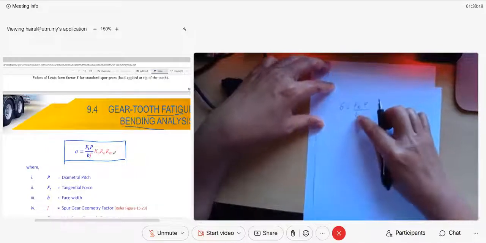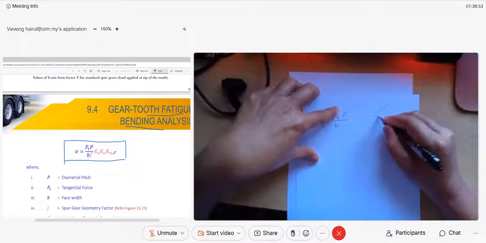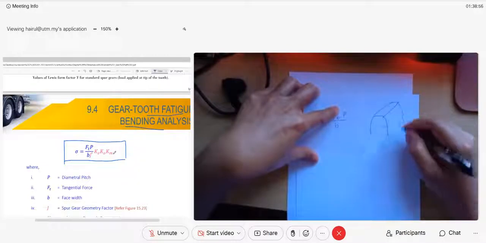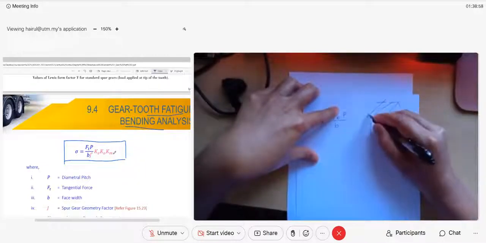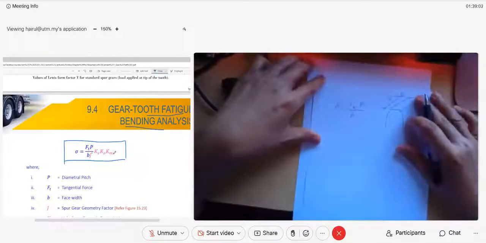What is small b? Small b is the face width of your gear. This is your gear, okay? Isometric view of your gear. Okay, this is your gear profile. So this one, the thickness, we call b, face width. There will be your b.